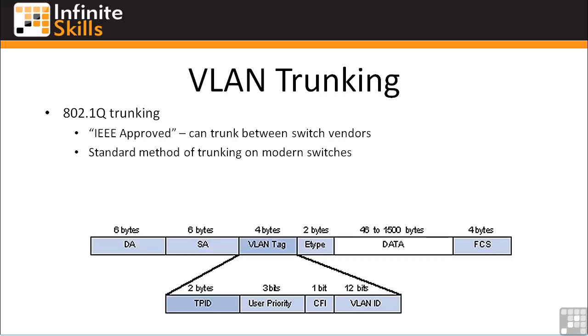Instead of encapsulating the entire frame, there is actually a portion of the Ethernet frame that is the VLAN tag, and within that VLAN tag you have priority and the VLAN ID and so on and so forth. But you'll notice that the entire Ethernet frame is not re-encapsulated like it is with ISL. You don't have an ISL header or footer or an 802.1q header or footer.